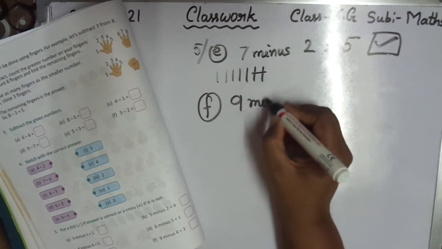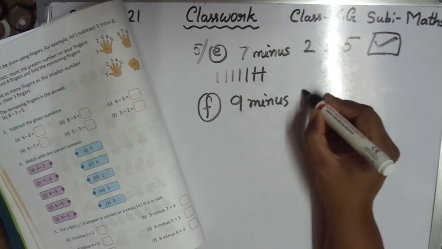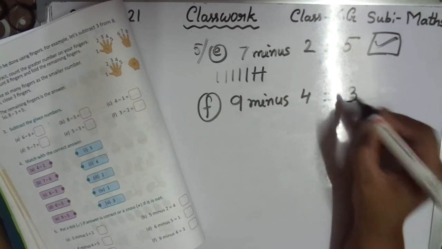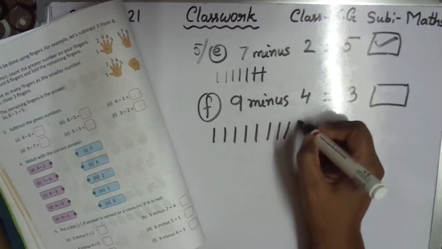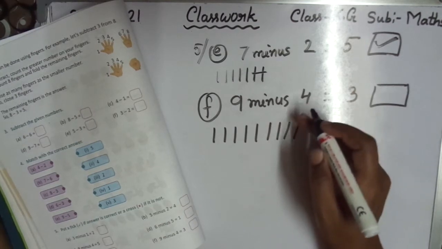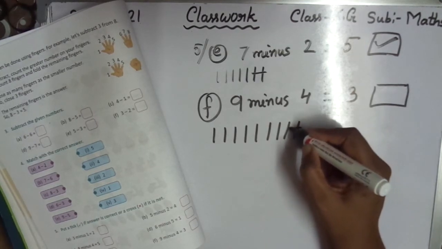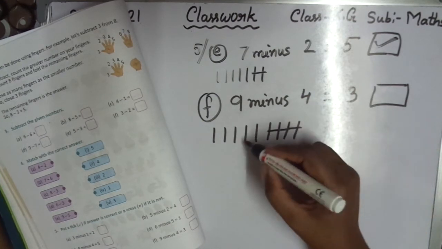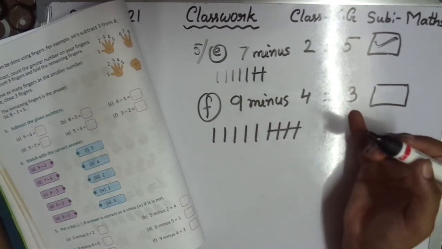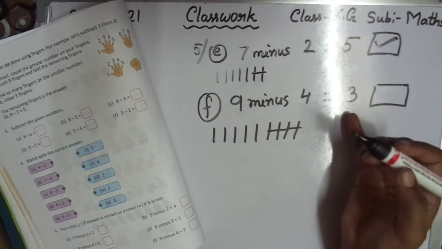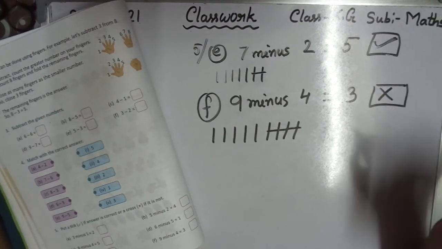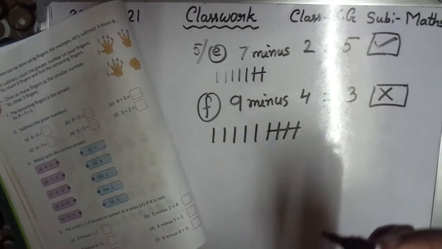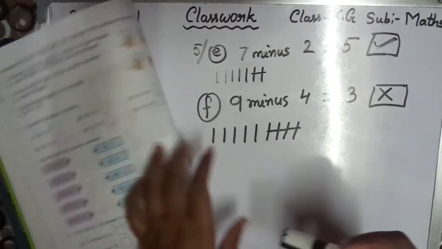9 minus 4 is equal to 3. Draw the lines: 1, 2, 3, 4, 5, 6, 7, 8, 9. See, 4 minus, so 1, 2, 3, 4. Now you count: 1, 2, 3, 4, 5. 5 is the right answer, 3 is wrong. Okay, so cross. I hope everyone understood.